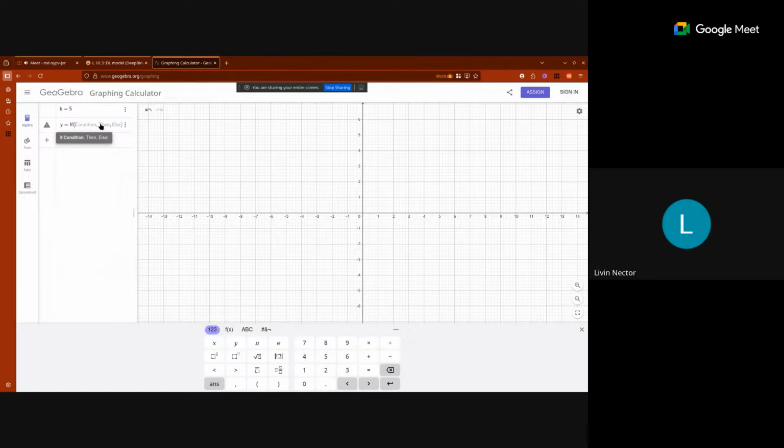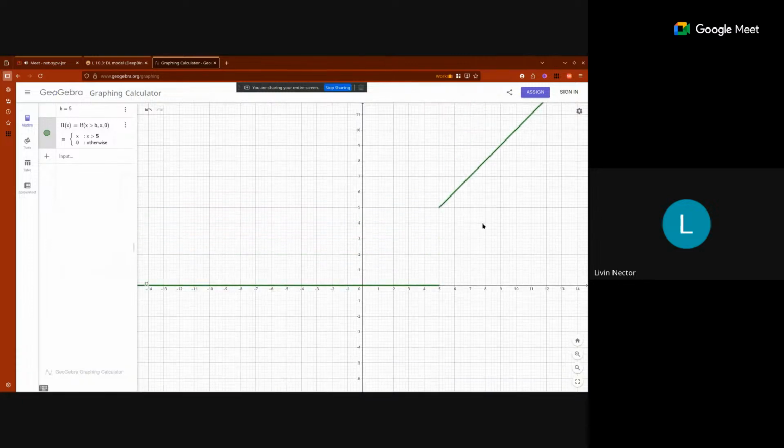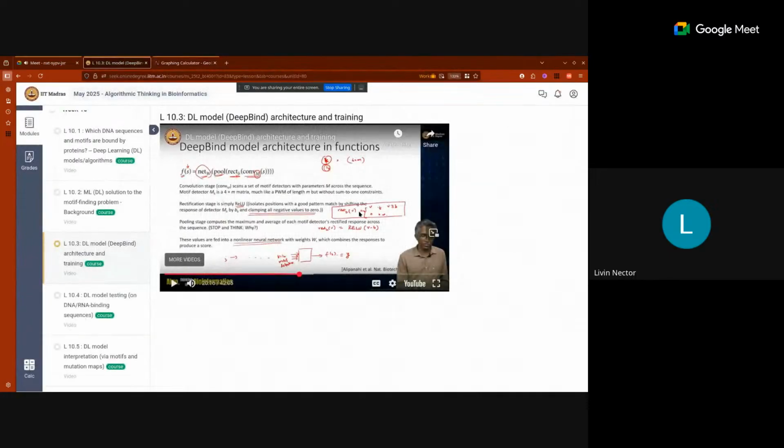So if x is greater than p, then it is x, else 0 is the first thing that is given. So you see here, it would look like a line that is cut off at some point, right? You see that this is the one that is being described here.